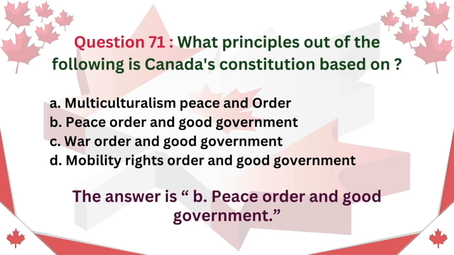Question 71. Which of the following principles is Canada's constitution based on? A. Multiculturalism, peace and order. B. Peace, order and good government. C. War, order and good government. D. Mobility, rights, order and good government. The answer is B. Peace, order and good government.